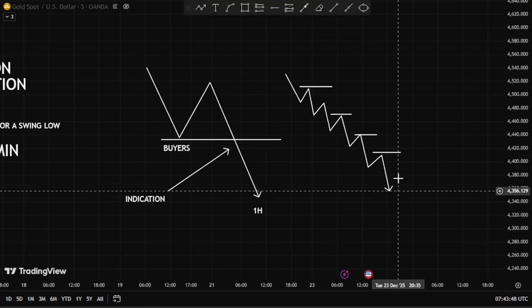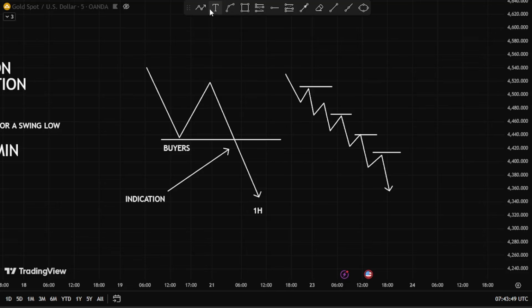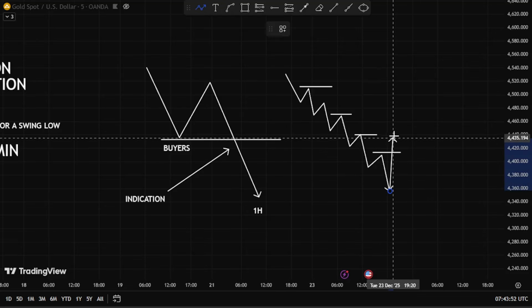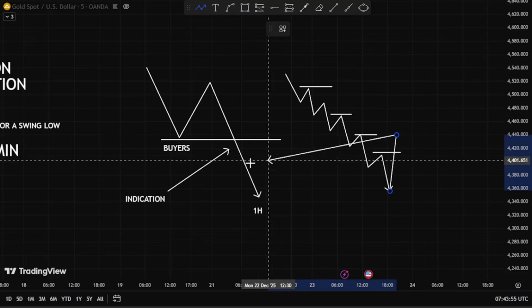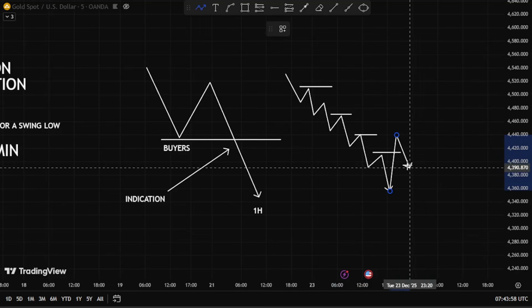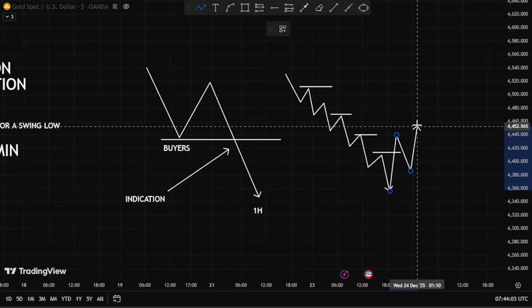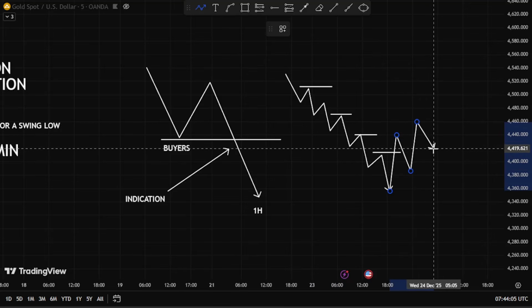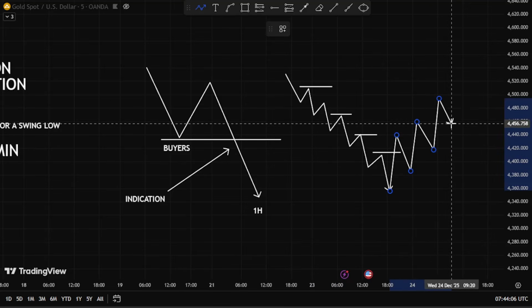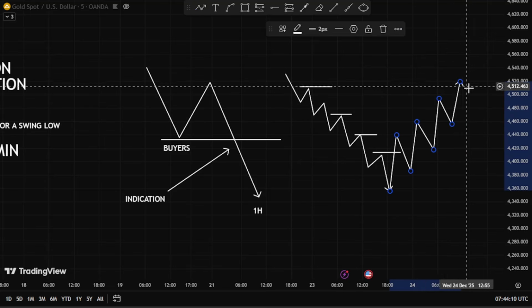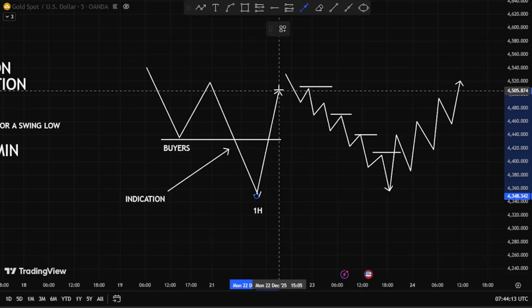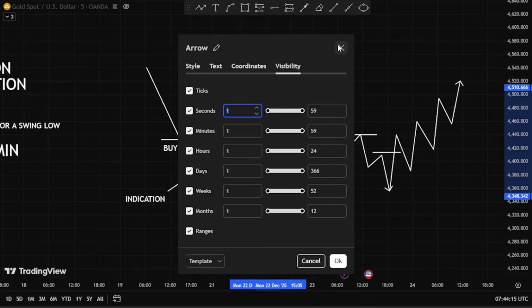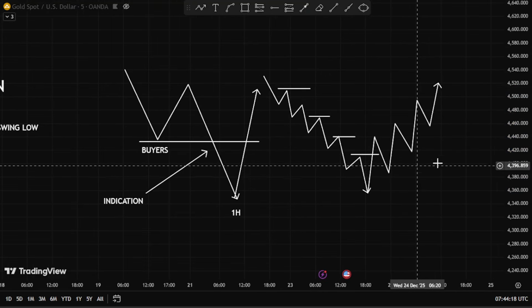So what you're waiting for is for price to break this level of support. Okay, so price breaks this level of support, but that alone doesn't tell you that the indication has ended. What ends the indication is when price makes a higher low, and then price starts the correction by making higher highs and higher lows. This is the correction. So this is how it's going to look on the higher time frame, right? But on the lower time frame, it is going to look like this, a trend.